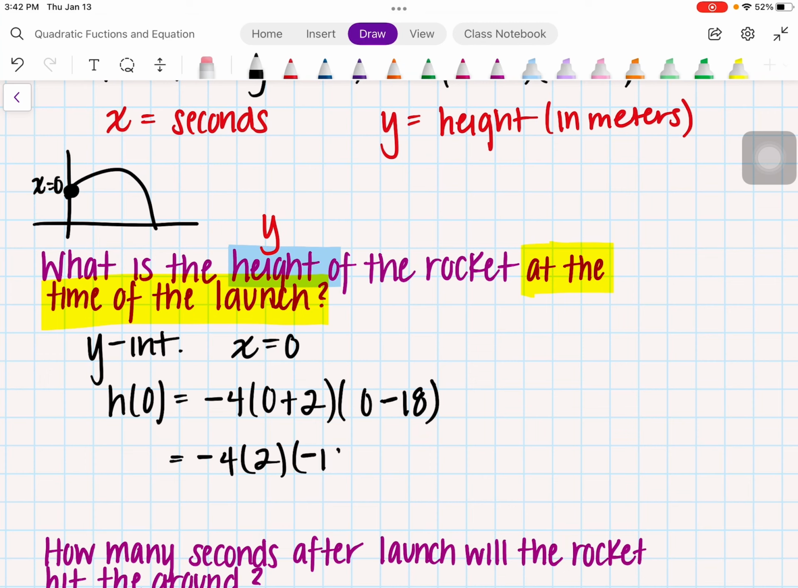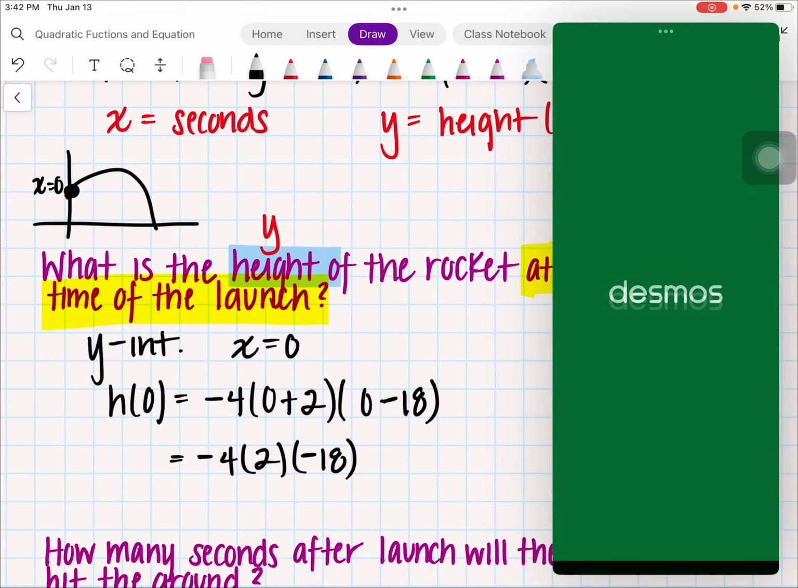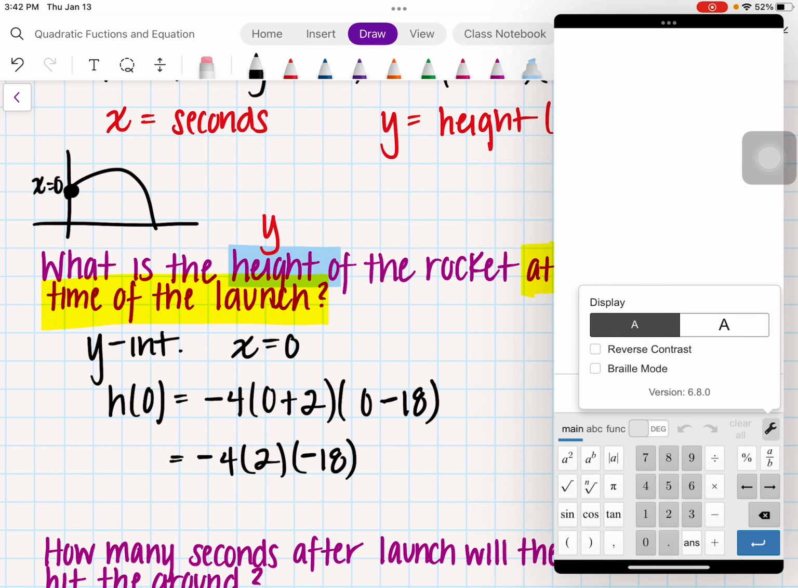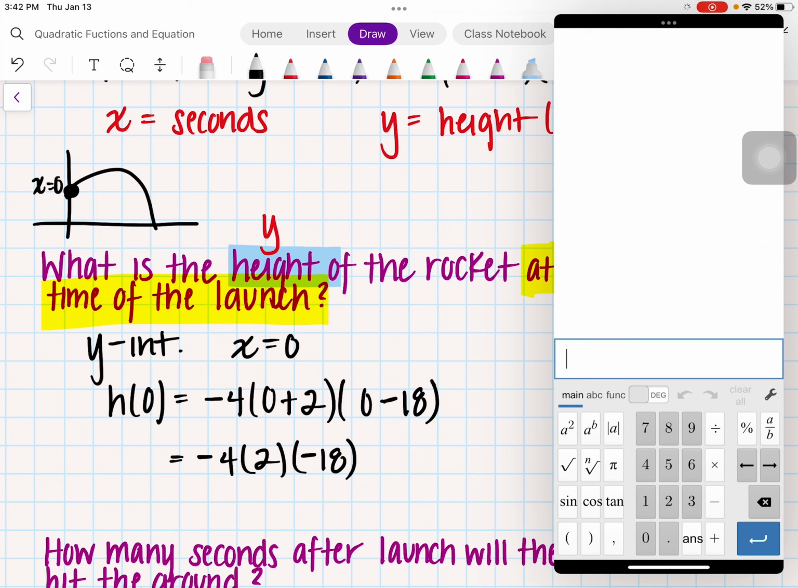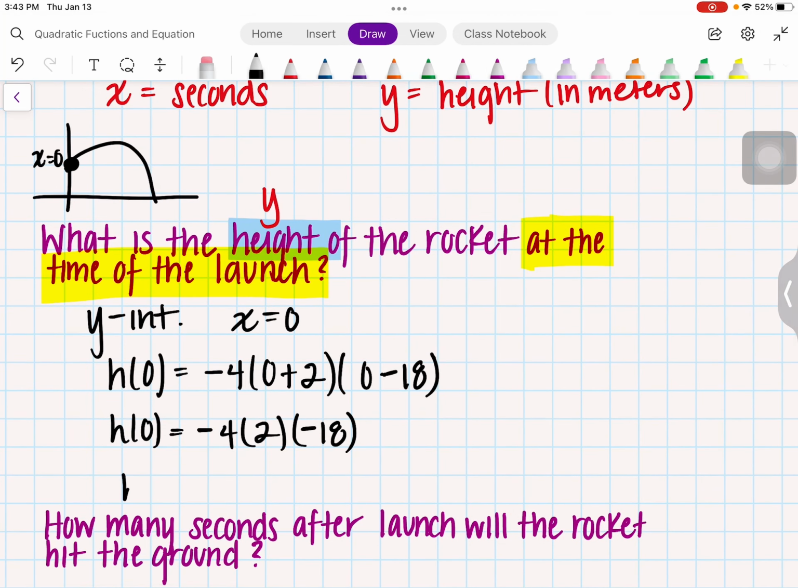So let's go ahead and simplify. -4, 0 plus 2 is 2, and 0 minus 18 is -18. So let's go ahead and multiply this out. I'm going to do -4 times 2 times -18. The answer in this case is 144.